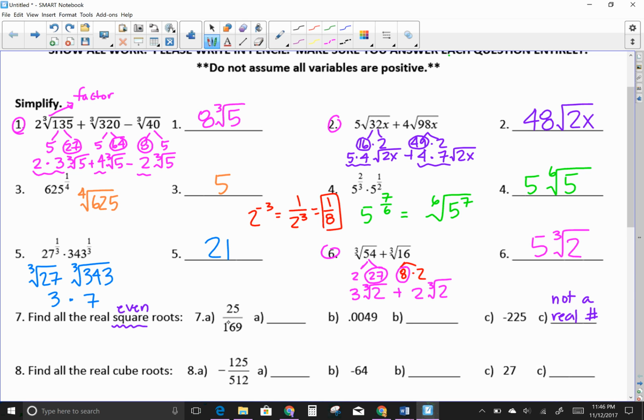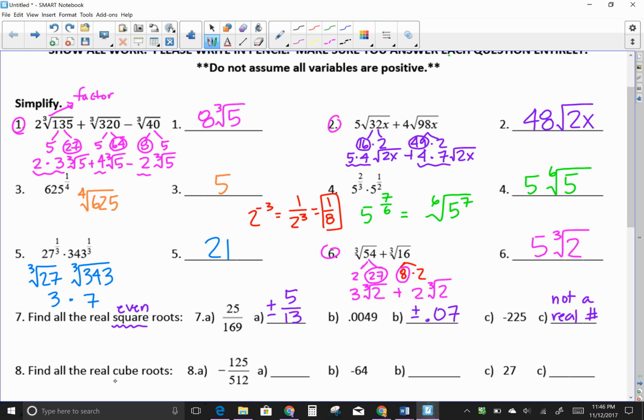Okay? 25 over 169. The square root of 25 is 5. The square root of 169 is 13. Now, if this is an even number, then you have 2 possibilities. This is the only type of problem that you will have plus or minus. There's no radical in the original problem. So if there's no radical and it's an even number, then you need to remember the plus or minus. And this one, plus or minus, use your calculator if you get confused in any way with those decimals.